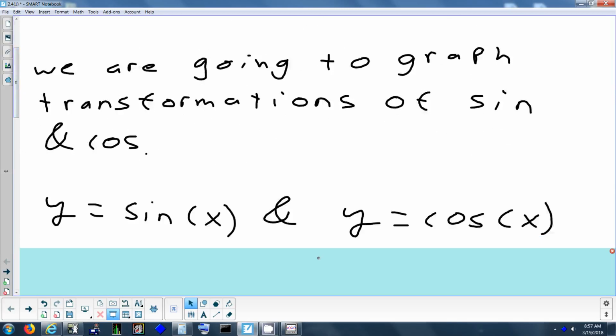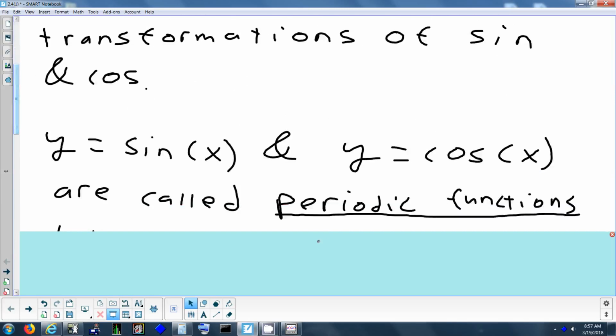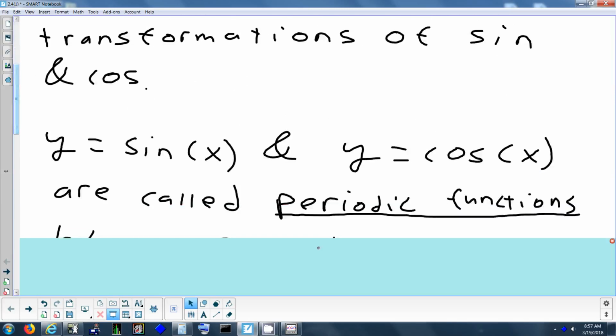Okay, so the two graphs that we're going to study are sine and cosine. And again, those are called periodic functions. What periodic means is that there's a pattern to it and it repeats over and over. But it's predictable how fast it repeats.